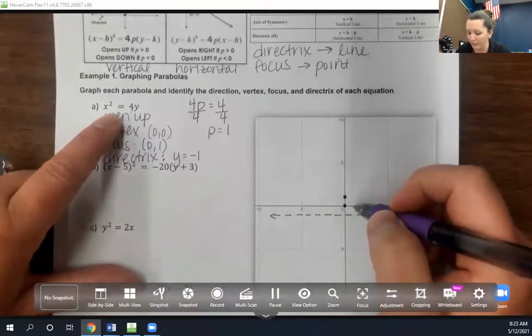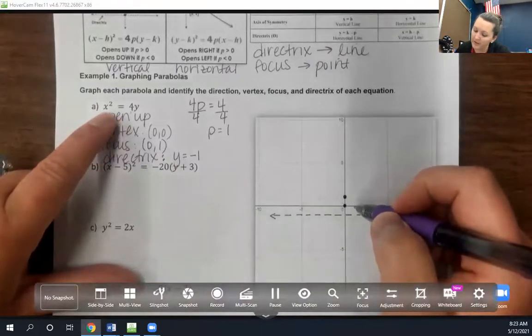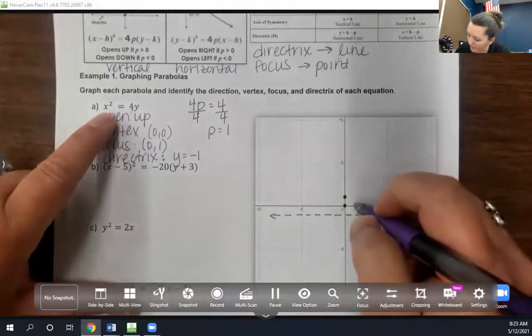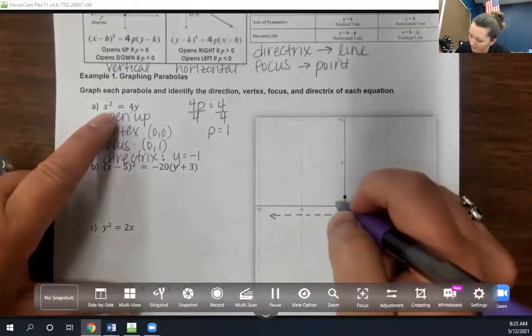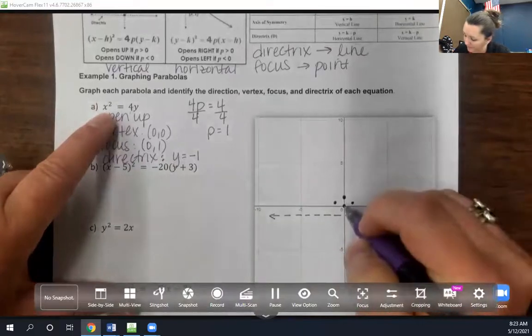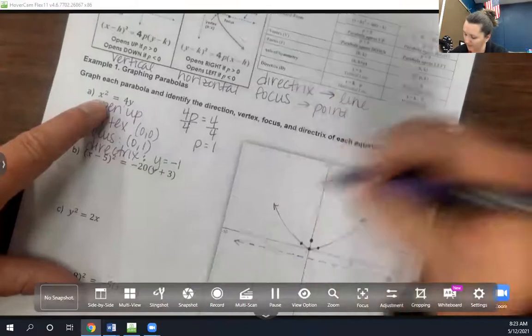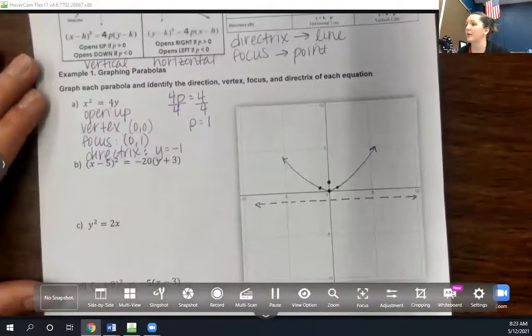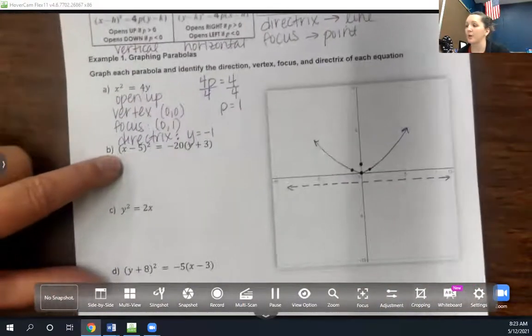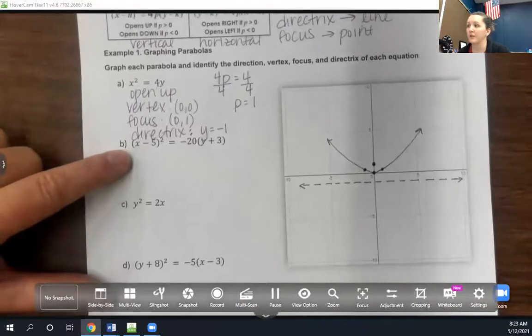If I plug in 1 squared is 1, divided by 4 is 1/4. So it's going to be kind of fat. All right, and there we go. There is your parabola.